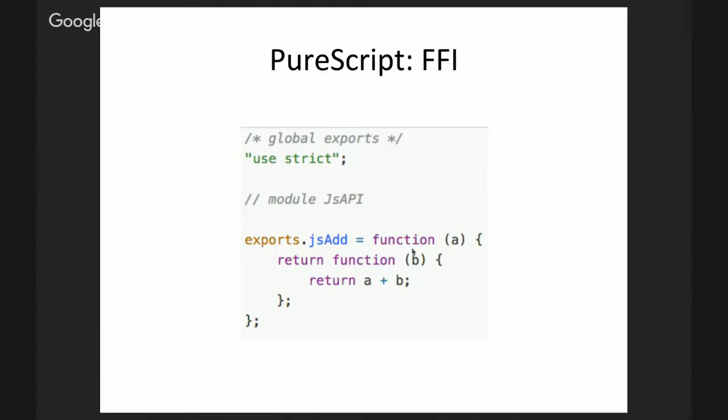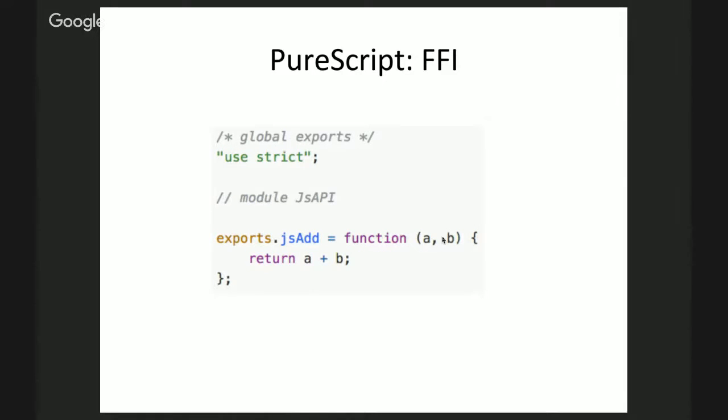But in the end, we have this. We have a function that adds two numbers. But you see that this is a weird way of writing a JavaScript function. This is a curried JavaScript function. Most of the time, we would love to write that function that way. Or most of the time, we have libraries where functions are written this way, and we want to use that in JavaScript, in PureScript.